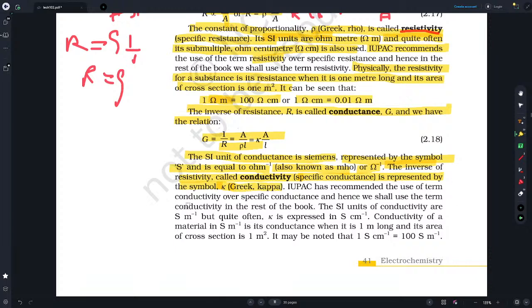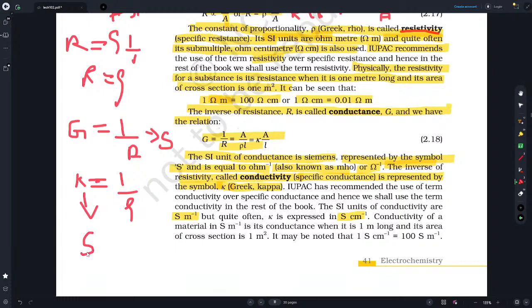IUPAC has recommended the use of the term conductivity over specific conductance, and hence we shall use the term conductivity in the rest of the book. The SI units of conductivity are Siemens per meter or Siemens per centimeter. Basically, conductance represented by G is 1 by resistance, and kappa, conductivity, is 1 by resistivity. The SI unit for conductance is Siemens or ohm inverse, Siemens represented by S, and for kappa, conductivity, it is Siemens meter inverse.